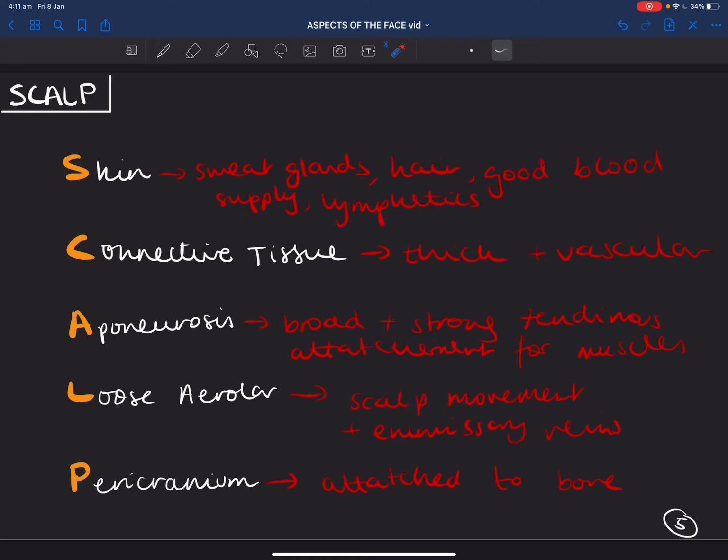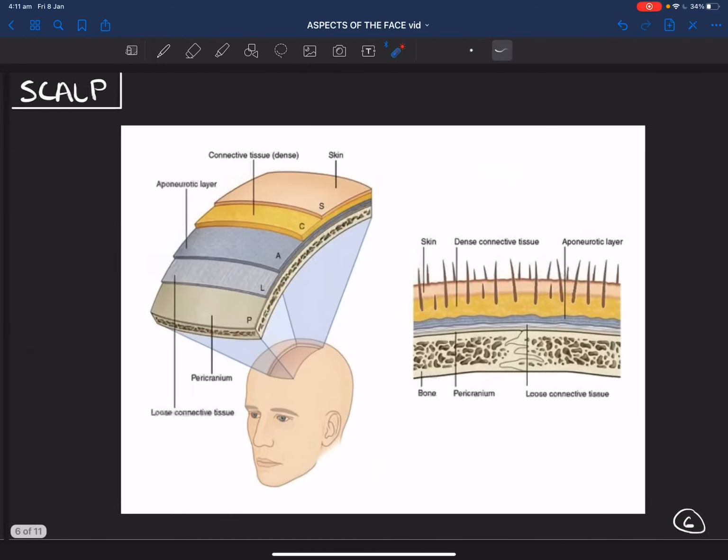And also, because emissary veins can go directly to the meninges, which is a part of your brain, infection spreading from the scalp to the meninges is a meningitis risk. So you can get meningitis.